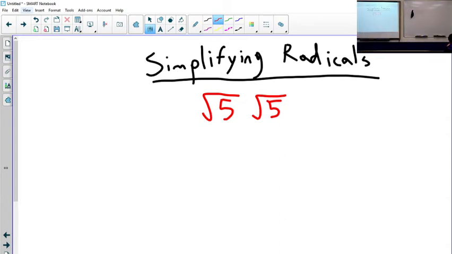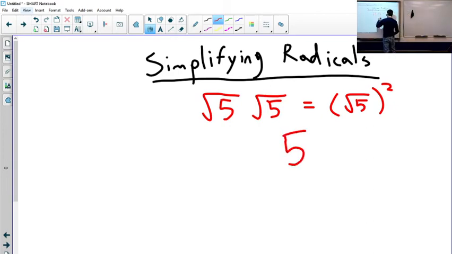Well, a few of you got it right away. Nice job. This is another way of writing the square root of 5 squared. That's what squaring is. Squaring is shorthand for multiplying the same thing together a bunch of times, or in other words, multiplying something by itself. So square root of 5 times square root of 5 is the square root of 5 squared, which is 5. So the answer there is just 5.